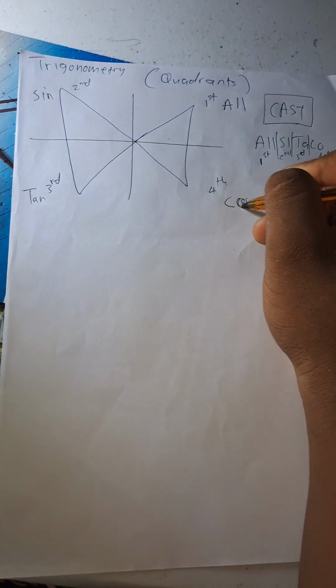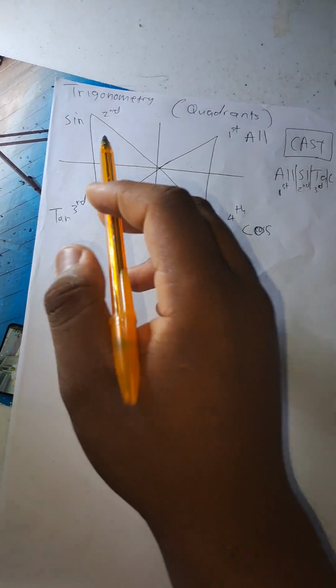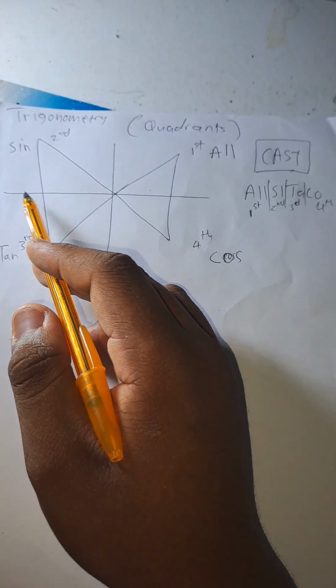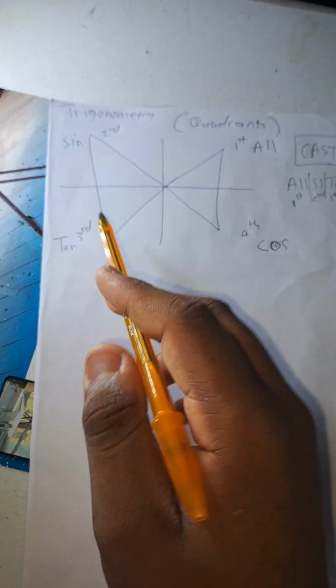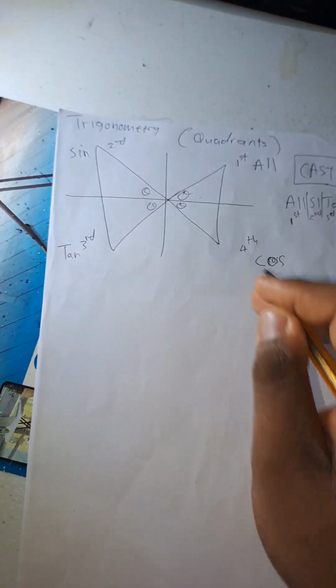This is all sin, tan, and cos, which means on the first quadrant everything is positive. On the second quadrant, only sin is positive. On the third quadrant, only tan is positive. On the fourth quadrant, only cos is positive. Let me put my letters there.